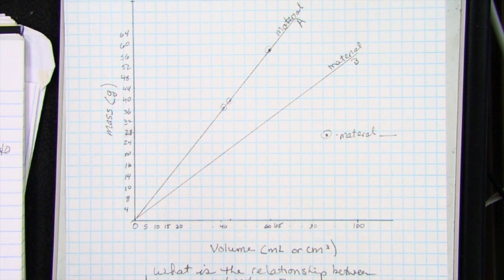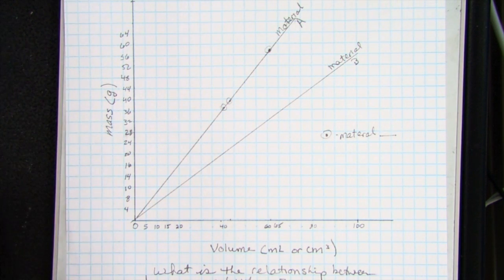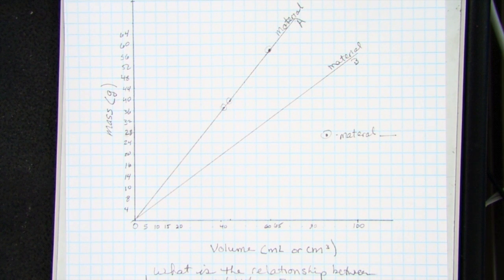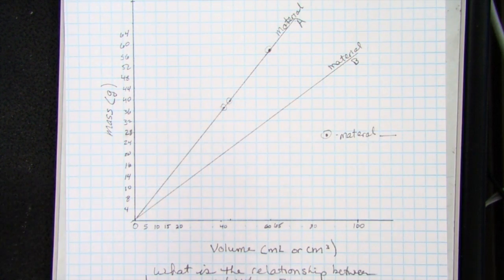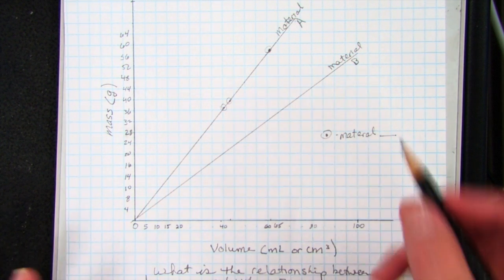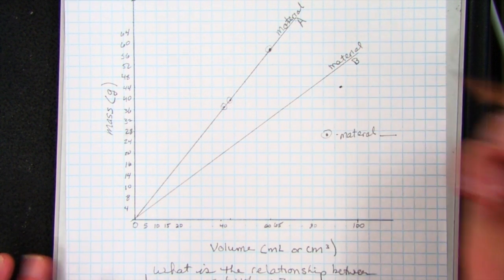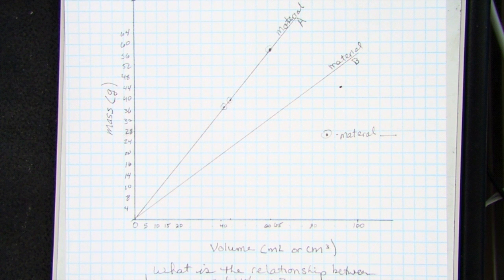Well, how does it do that? Well, we have material A and we have material B plotted very neatly on our graph. And we have nice best fit lines. Once you draw the best fit line, we don't care about the dots anymore. I could have an outlier way out here for material B. It doesn't matter. All I'm looking at now is the line itself. And the lines both show a positive relationship. They both increase volume. As they increase volume, the mass increases as well.